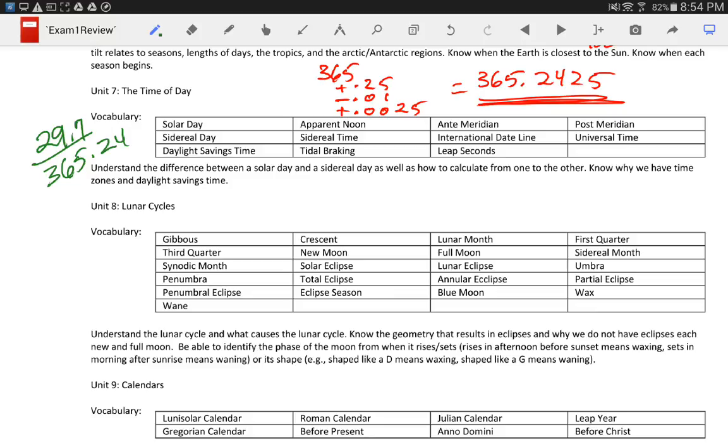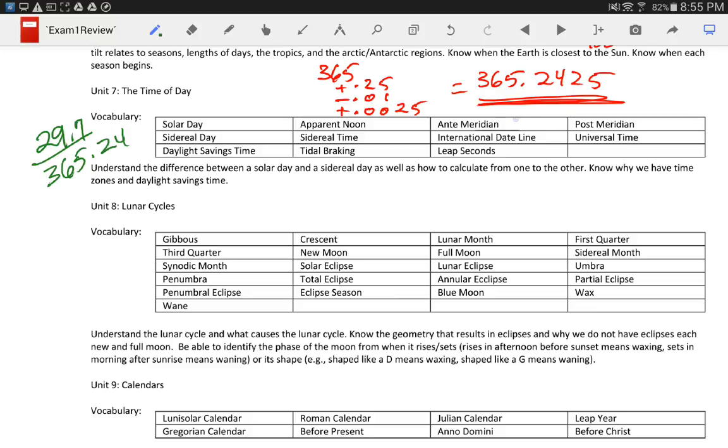Okay, moving on with this. Apparent noon or local noon is going to be when the sun is on your meridian. Why is it not when the sun is overhead? Why is noon not when the sun is overhead? Because you're not at the equator. Yeah, we're not in the tropics, so we would never have noon if that was the definition.